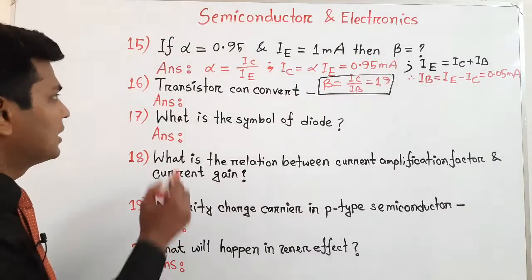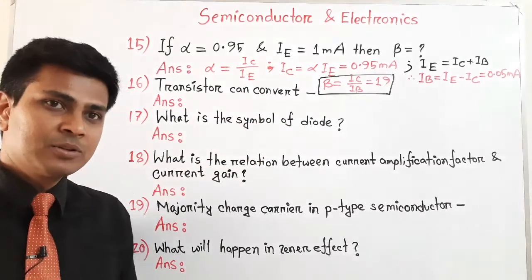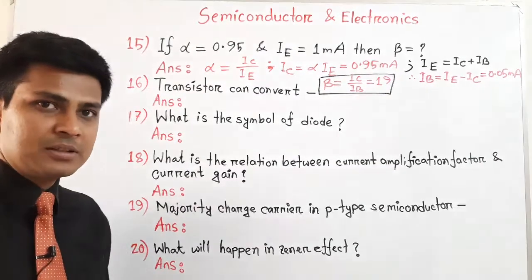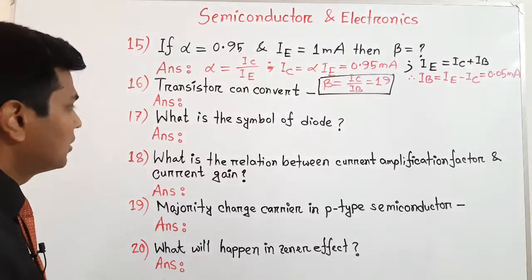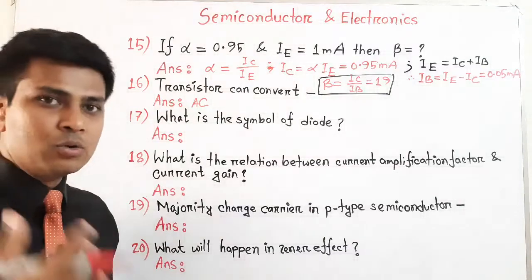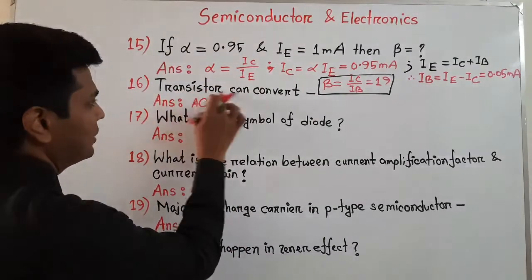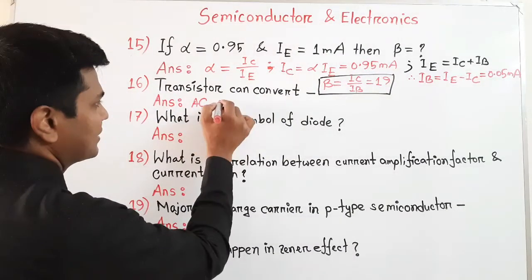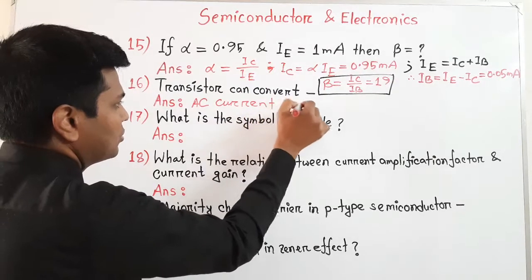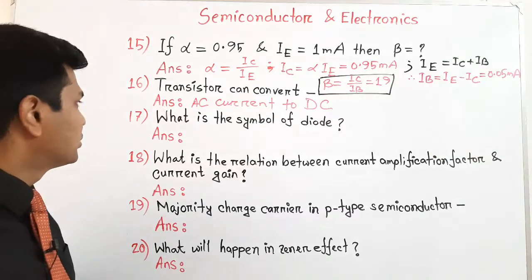The question says the transistor can convert AC current to DC current, because the transistor is used as a rectifier: when we apply AC current at the input, at the output of the transistor we get DC current. So the answer will be: transistor can convert AC current to DC current. Now question number 17.